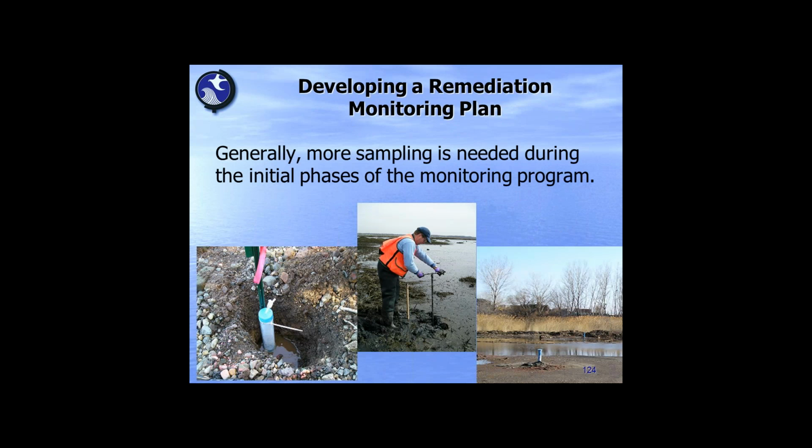More sampling and more frequent sampling is typically necessary during the initial phases of post-remedial monitoring to determine the hydraulic conditions, contaminant trends, and the effectiveness of the remedy. Once the remedy has been shown to be operating successfully, less frequent monitoring may be appropriate.